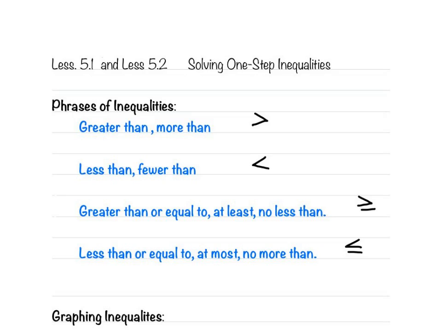The first thing that I want to look at is the four kinds of inequalities that we will be looking at. You are familiar with the symbols. Let me just familiarize you with the phrases that are used to describe these symbols. First we have greater than or more than. Then we have less than or fewer than. The next one is greater than or equal to, at least, or no less than. And the last one is less than or equal to, at most, no more than.